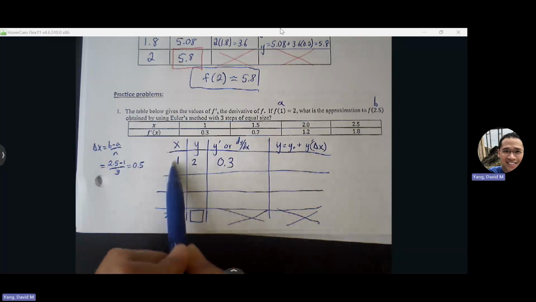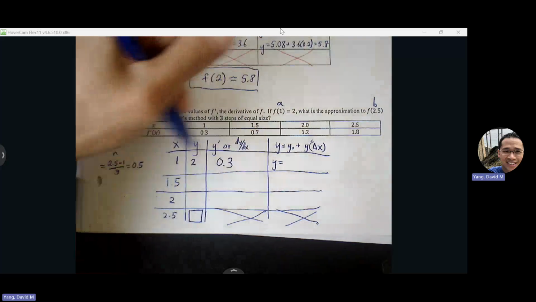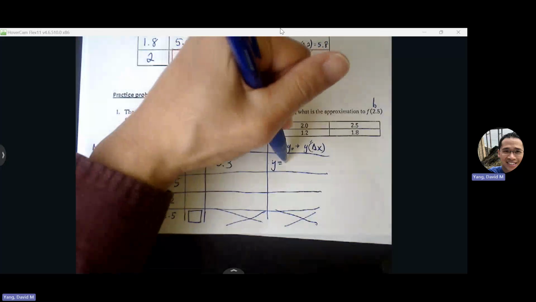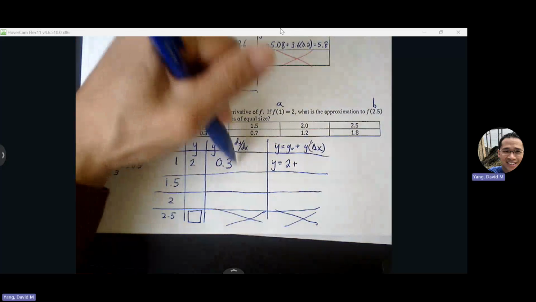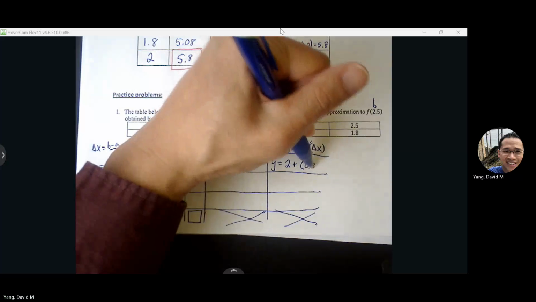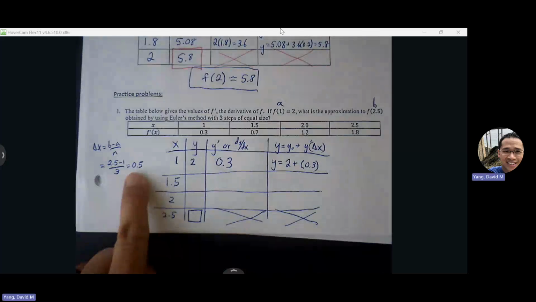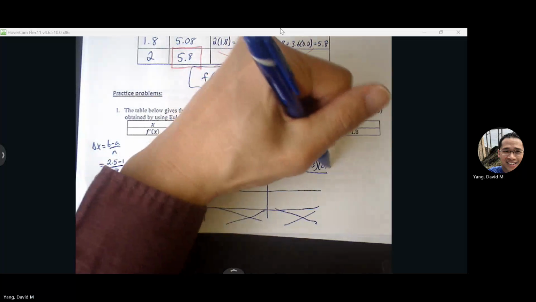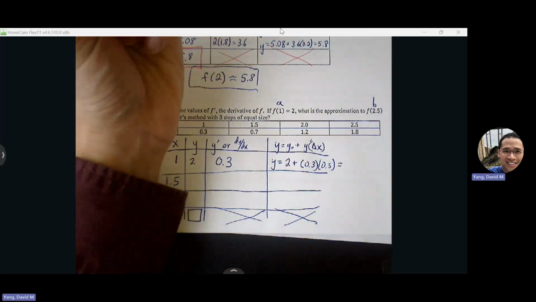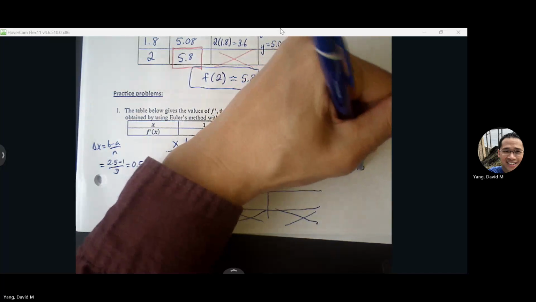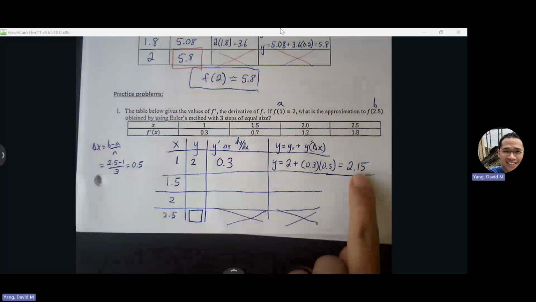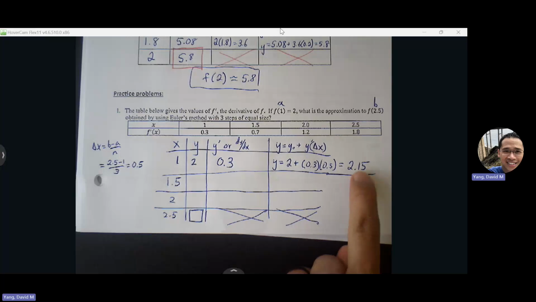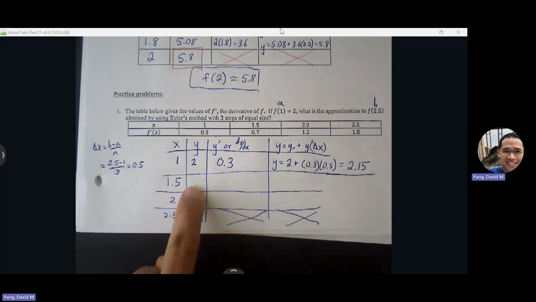Okay, so now let's get everything that we need from our table. Y is equal to y sub 0. That's going to be my current y value. Y prime, that's my slope. And delta x is always the same. In this problem, it will always be 0.5. Use your calculator. And whatever y value that you get, that's the y value you're going to carry to the next row.